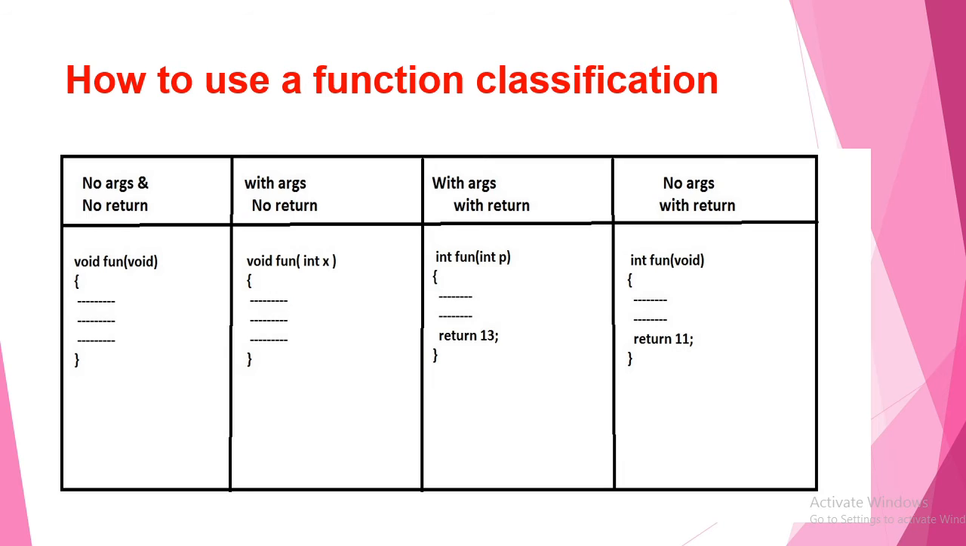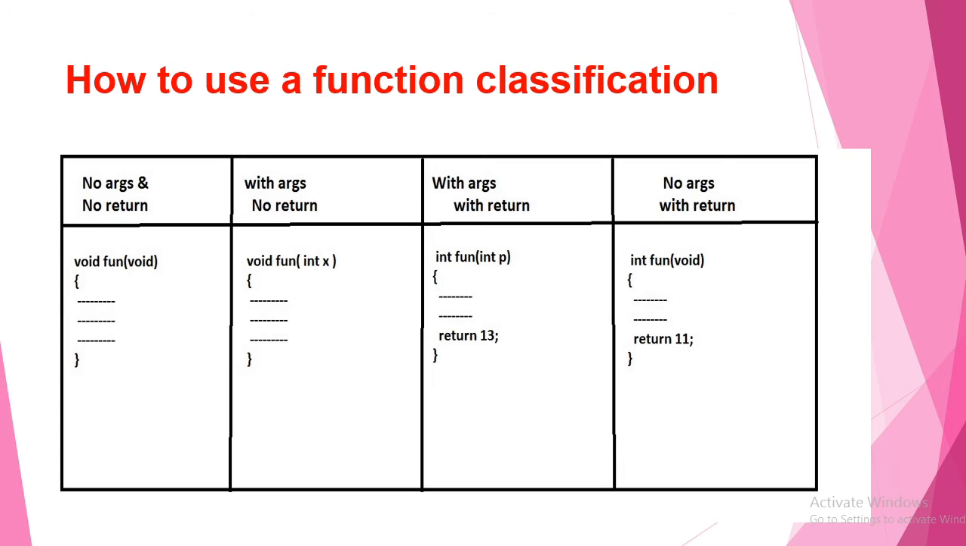Then void fun is the name of a function, and in the brackets there are the arguments, but I am not giving any arguments because we are using this classification: no argument, no return type. Okay, then we will go to the second one: with arguments, no return type. Okay, with arguments, see here I have written fun.